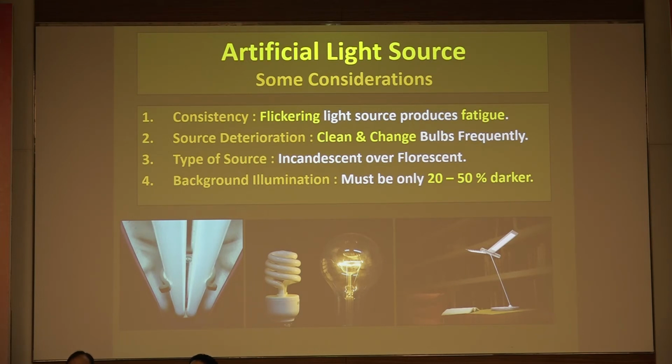The second is source deterioration, because with age, the tungsten filament in an incandescent bulb will go down and will require to be changed, because the illumination produced will decrease with time. So you have to keep changing the tubes and the bulbs at regular intervals. Type of source is very important, whether you should use incandescent bulbs or fluorescent bulbs. This is very important, because for low vision patients, you have to choose an incandescent regular yellow bulb. Why? Because fluorescent sources, whether they are CFLs or regular tube lights, have a lot of UV and blue light scattering.